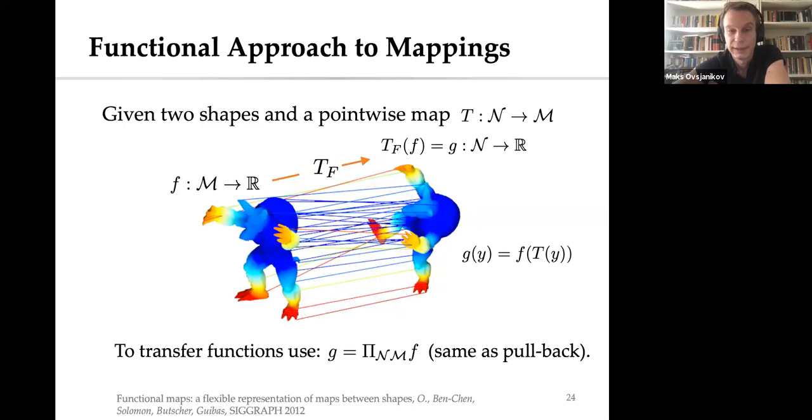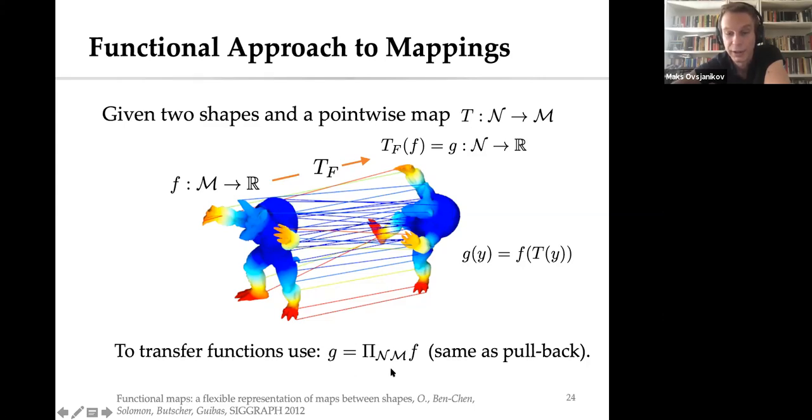Now, there's a nice observation, which is the following. If I have a function f, I can write it as just a vector of values on M. And I can find a corresponding function on N, okay? For every point y on N, I just borrow the value of f. So g of y equals f of t of y, right? Remember, we have this t that takes points from here to here. So for any point here, I just look where it comes from, where it gets associated, and then I just take the value of f.